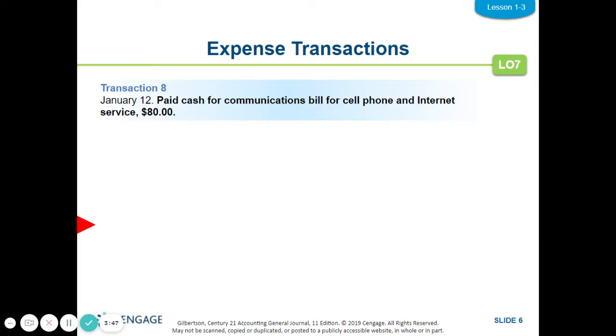So in this transaction, pay cash for communications bill for a cell phone and internet, because if Michael Delgado is building web pages, of course he has to have the internet.